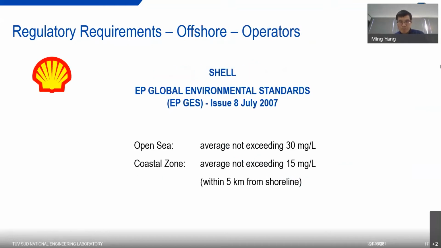At the operator level, here's an example from Shell. They established the global environment standard in 2007. In the standard, they specified that if the installation is outside 5 kilometers away from the shoreline, then the monthly average should not exceed 30 milligram per liter. If it's within 5 kilometers, then the discharge limit is 15 milligram per liter. And I know operators like Total have a similar kind of standard set within the corporation.